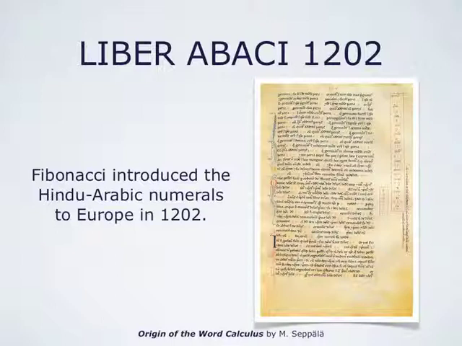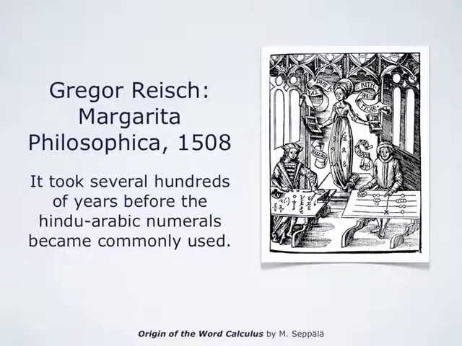Here is a picture of the book called Liber Abaci, published in 1202, in which Fibonacci explains how these Arabs and these Indians were performing computations. But it took a long time before these Hindu-Arabic numerals were adopted in Europe. So more than 300 years later, Gregor Reis, in the book Margarita Philosophica, published in 1508, shows two men performing computations. The one using an abacus on the right, and then there's the one using Hindu-Arabic numbers on the left. The person on the left seems more affluent and more happy and more effective in his computations than the person using pebbles on the right.